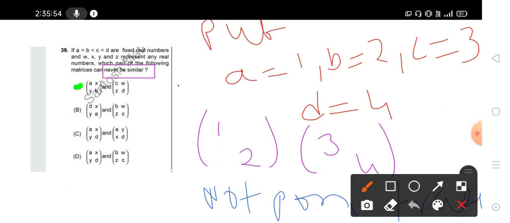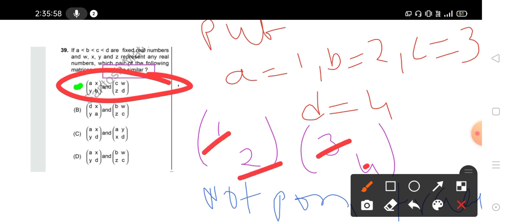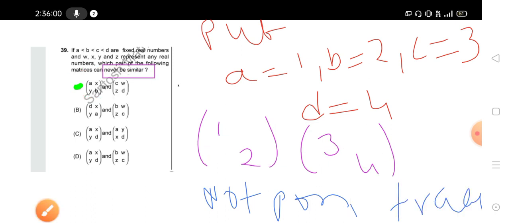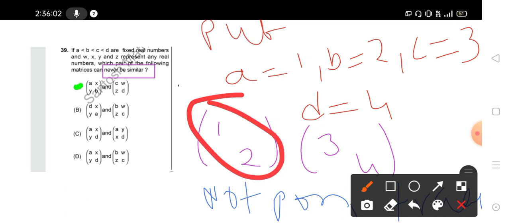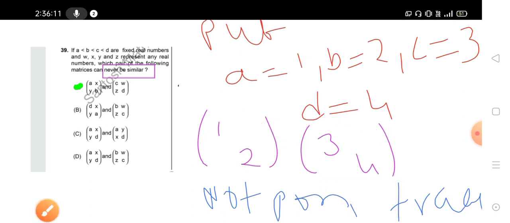In option A, check by putting these values equal to 1, 2, 3, 4. Here the given trace is 3, here the given trace is 7. This is not possible. Therefore option A is not a pair of similar matrices.